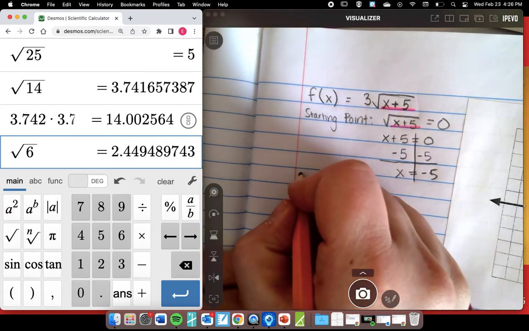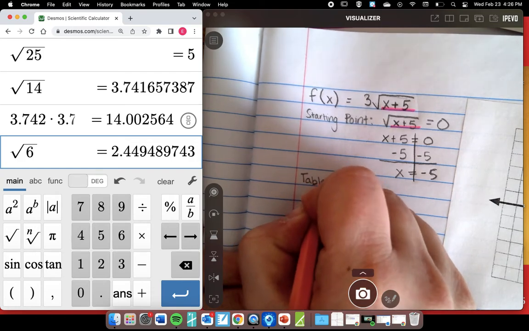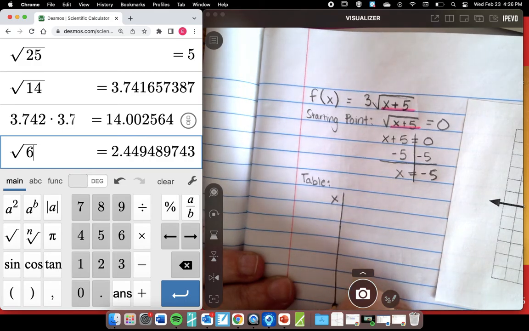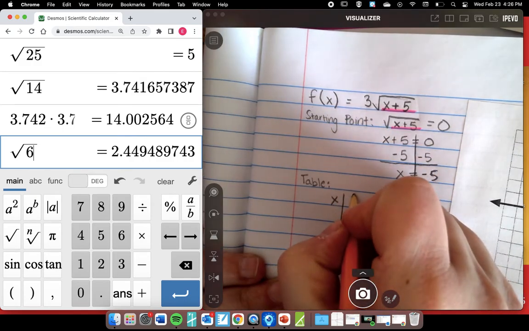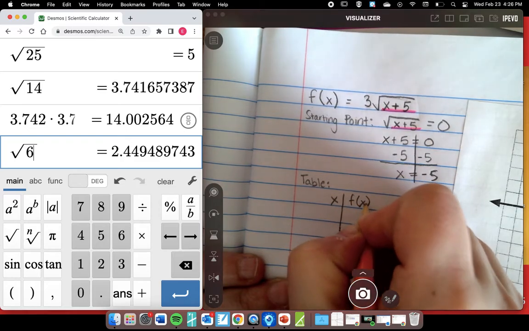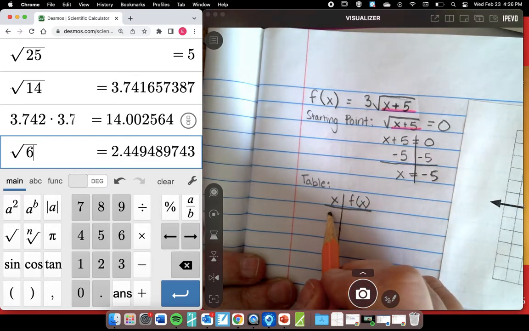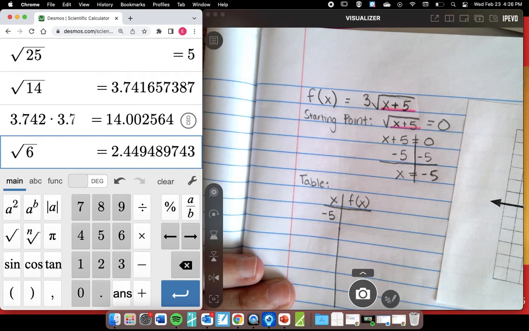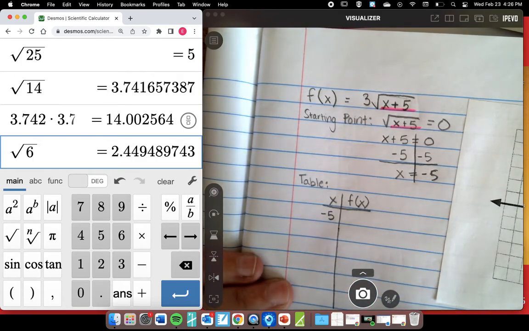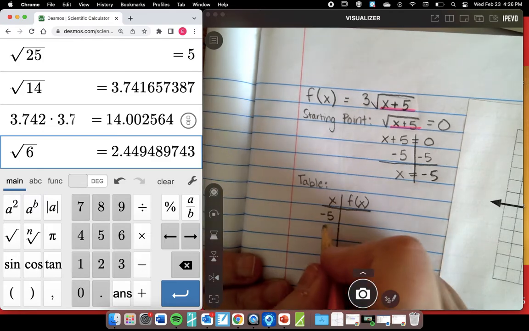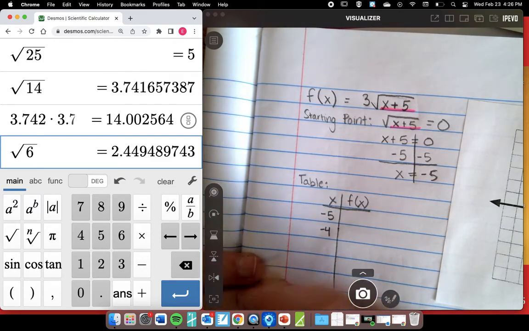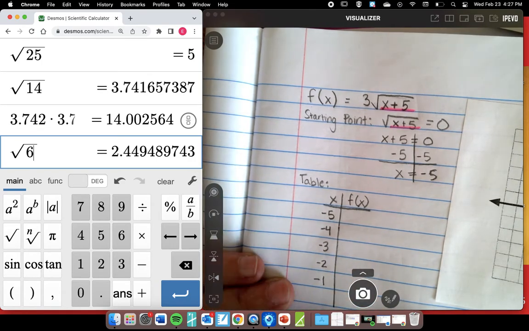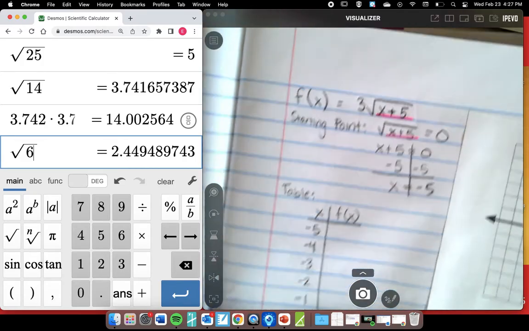So now when I go to my table, I'm going to have my x, and then instead of y, I'm going to use that f of x. That tells me what do I get when I put that into the function f, and my x is going to start at negative 5. And then I'm going to count up, so I want to make sure I'm counting towards the positives. So negative 5, negative 4, negative 3, negative 2, negative 1, I'll just go up to 0. We could keep going on and on past that, but we'll stop there.